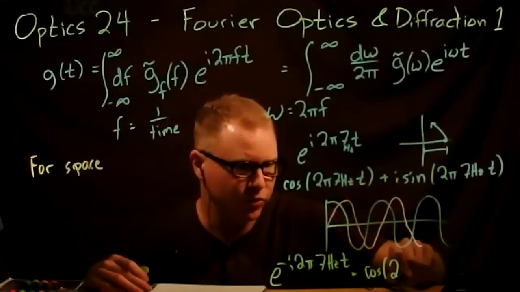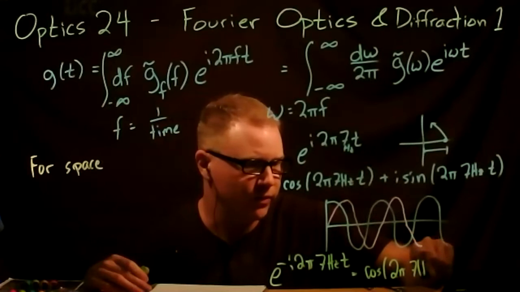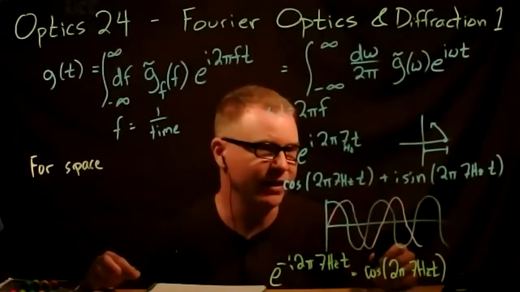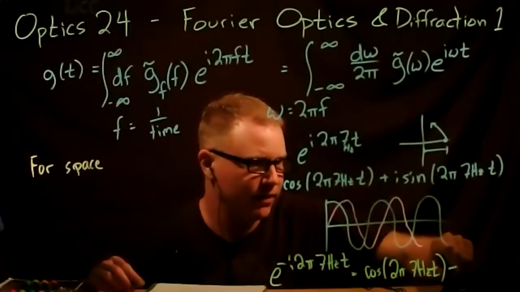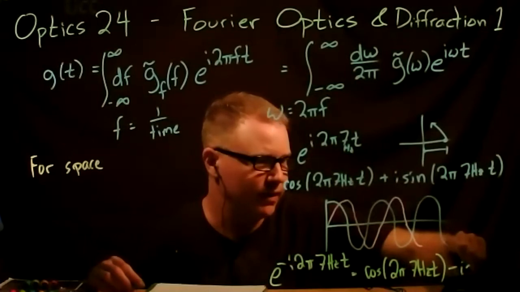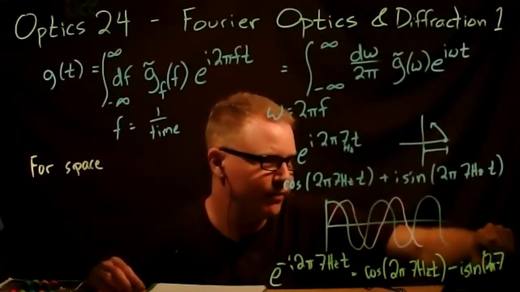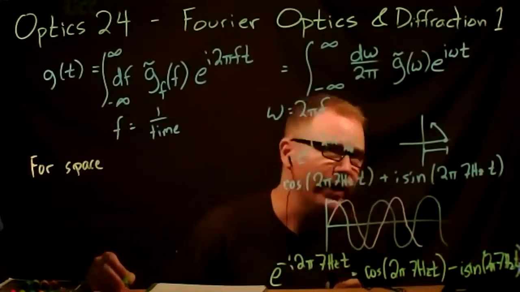is symmetric, it's still cosine of 2π/7 hertz times t. And sine is anti-symmetric, so sine of negative x is negative sine of x. So this is minus i sine of 2π/7 hertz times t. Okay, so what does this look like?